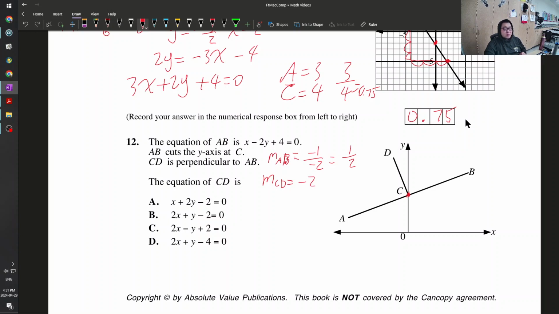So this point, that means for my y-intercept, that means x is equal to 0. So we substitute x is equal to 0 into this equation, and we get 0 minus 2y plus 4 is equal to 0. Add both sides by 2y, 4 is equal to 2y. Y is equal to 2. Okay, so this is my slope. This is my y-intercept.